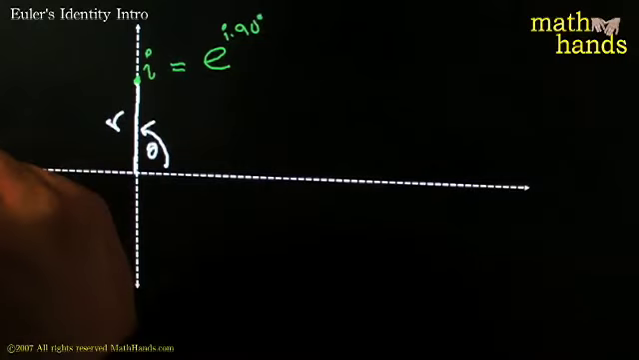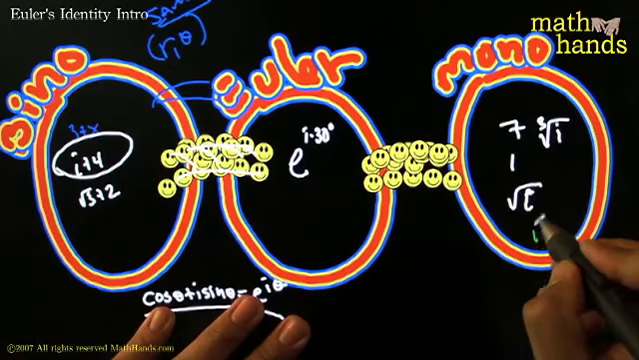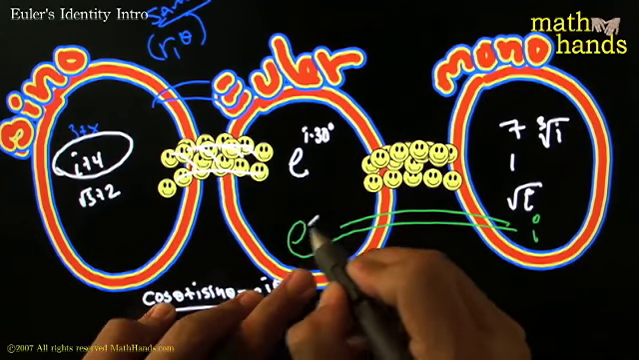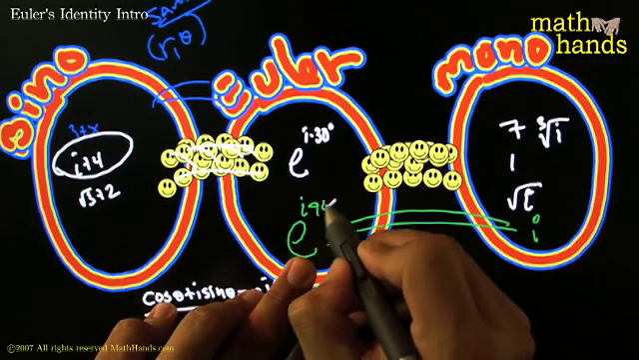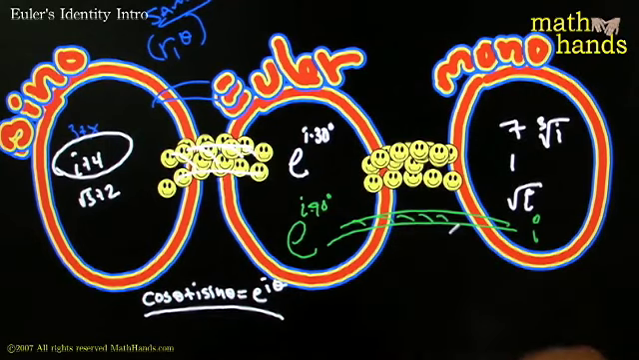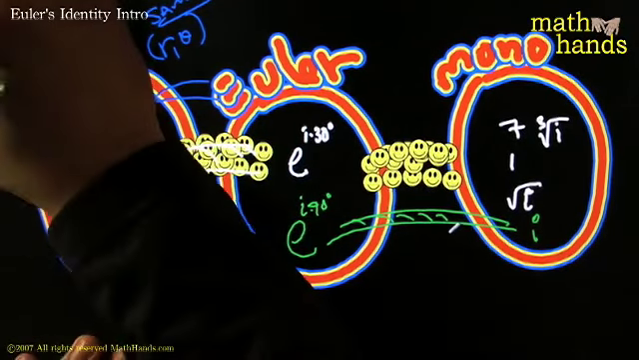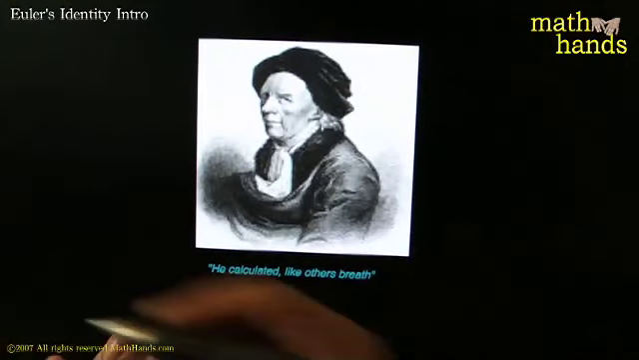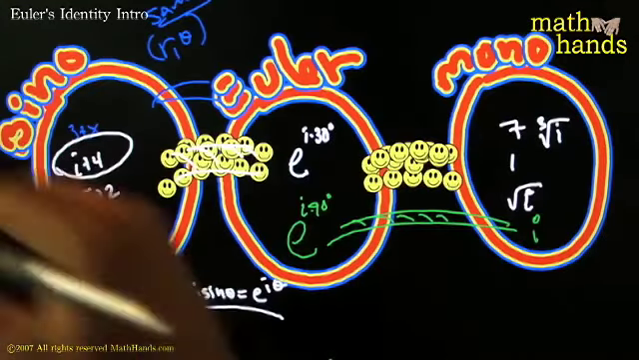There's another part of the bridge here. I is the same thing as, there are many ways to convert, but this is one of them. I 90 degrees. Amazingly enough, the bridge brought to you by the man who calculates like others breathe. Okay, there's more. There's more to that.